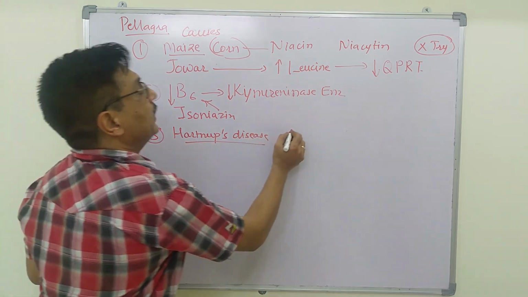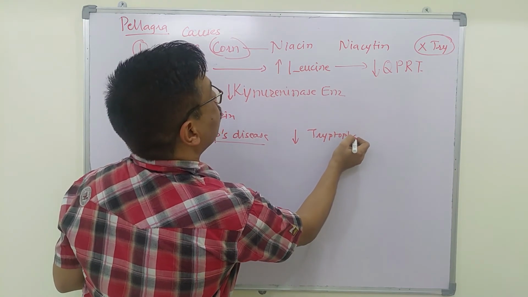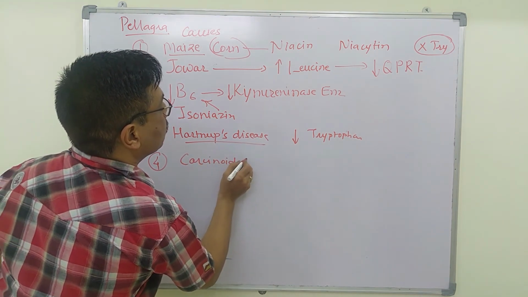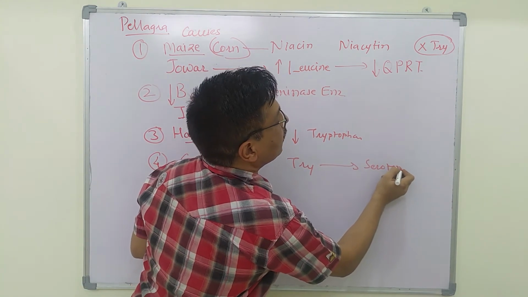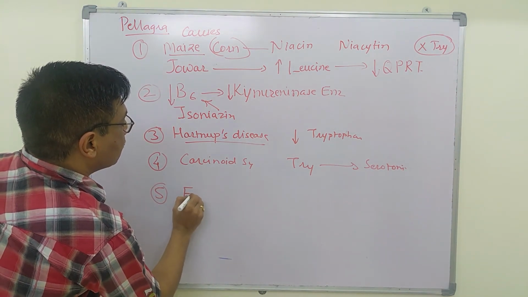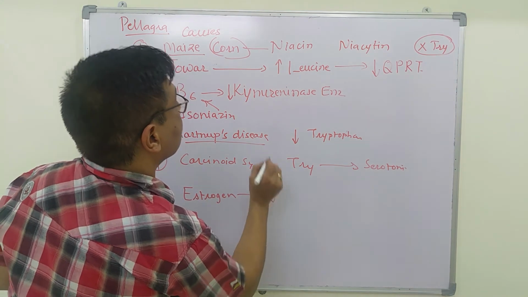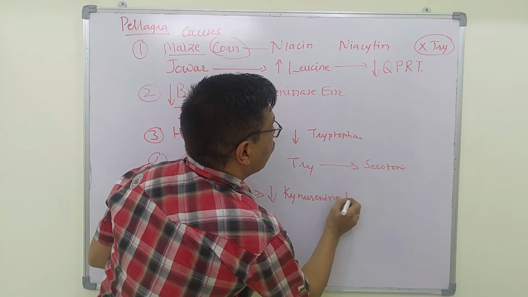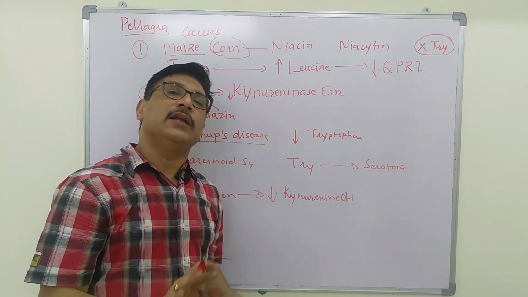In Hartnup's disease, there is decreased absorption of tryptophan and thereby tryptophan is not available to convert it into niacin. In malignant carcinoid syndrome, tryptophan is converted into serotonin. So, it is not available to be converted into niacin. And in case of females, estrogen inhibits kynurenine hydroxylase enzyme and thereby features of pellagra are more commonly seen in women than in males.